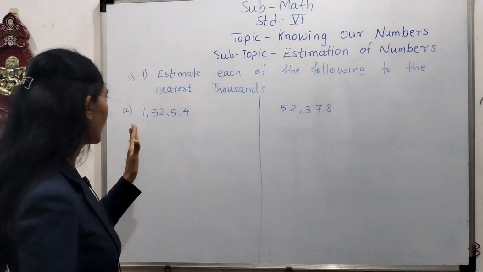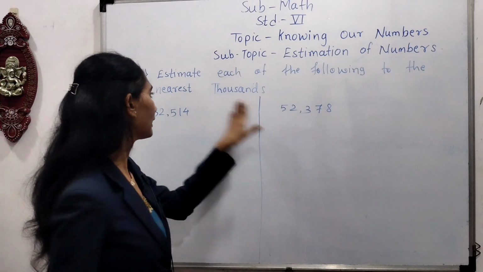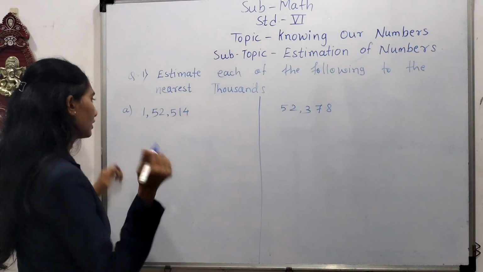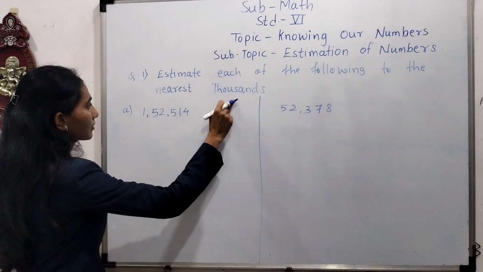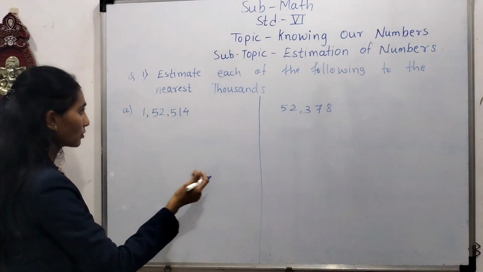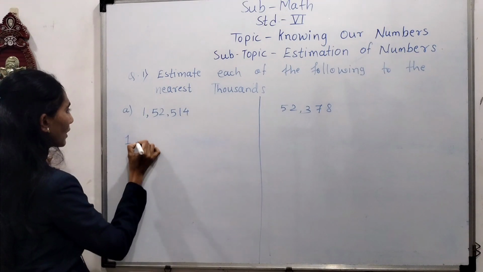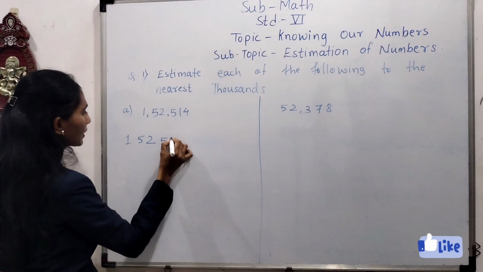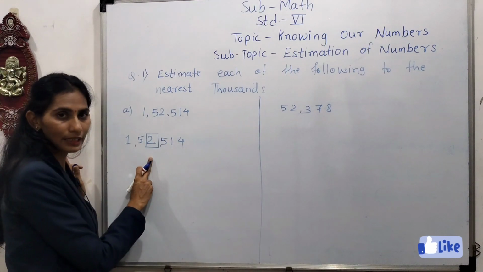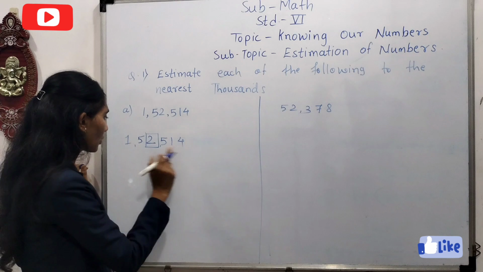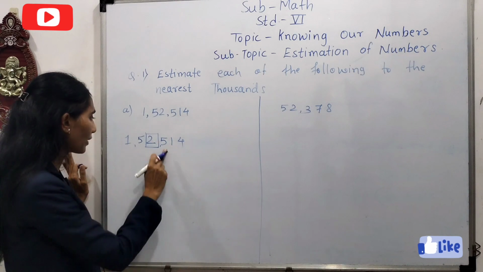Question I have taken. Estimate the given number to the nearest 1000. So let's see. Here first find the place which digit is at the thousands place. So here the number 1,52,514. Here 2 is at the thousands place. So the number which is at the hundreds place we will compare with 5.